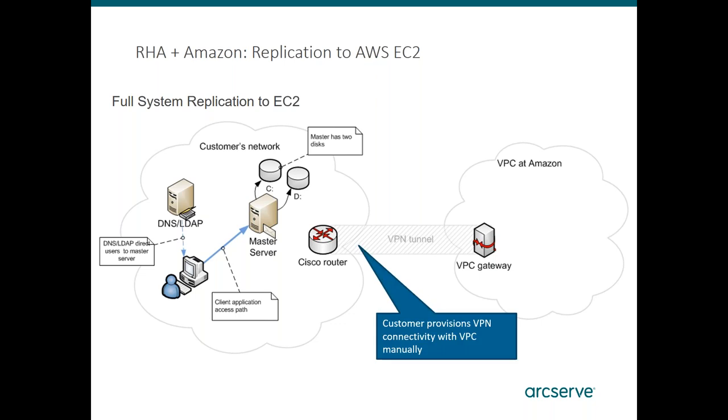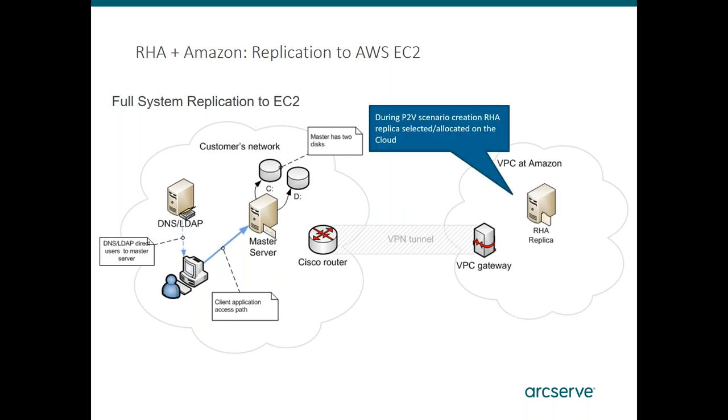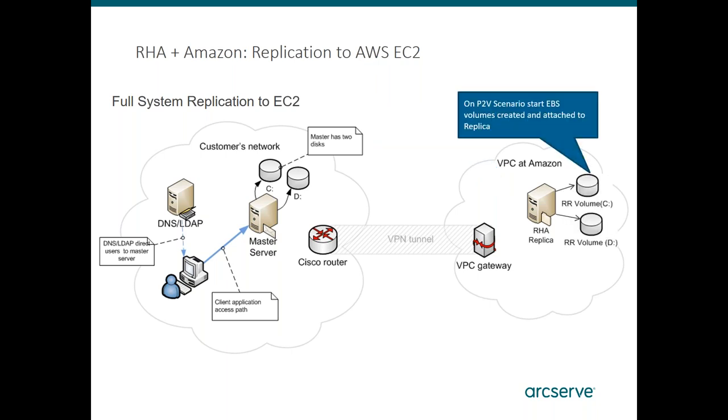RHA components would be installed on master server. Definitely, RHA engine runs on master server. And another instance of RHA engine will be installed on replica. We call it replica, but by nature, it's just receiving machine running in Amazon. The main purpose of this machine is to mirror hard drive volumes from the source machine. So the receiving machine will create and constantly update content of these volumes, which are mirroring our production volume.